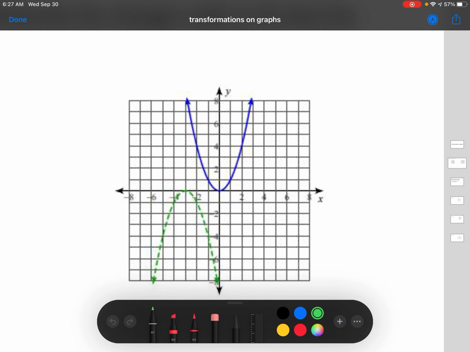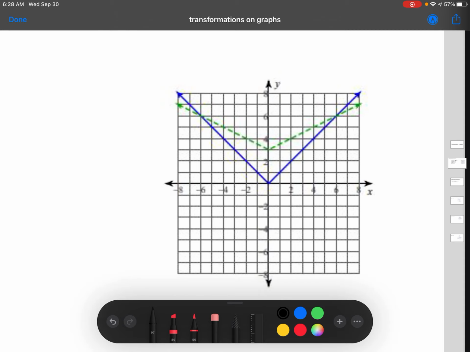So if we look at this blue one, first thing I noticed is that the green one's upside down. That means it was reflected. And since it went this way, it reflected over the x-axis. Alright. I also noticed that it went from 0 to -3, so it moved left 3 spaces, right? It's the same width, 2, 2, 4, 4, so it didn't do any stretching or compressing. It didn't go up or down because it's still on the x-axis. So these are our only two things right here.